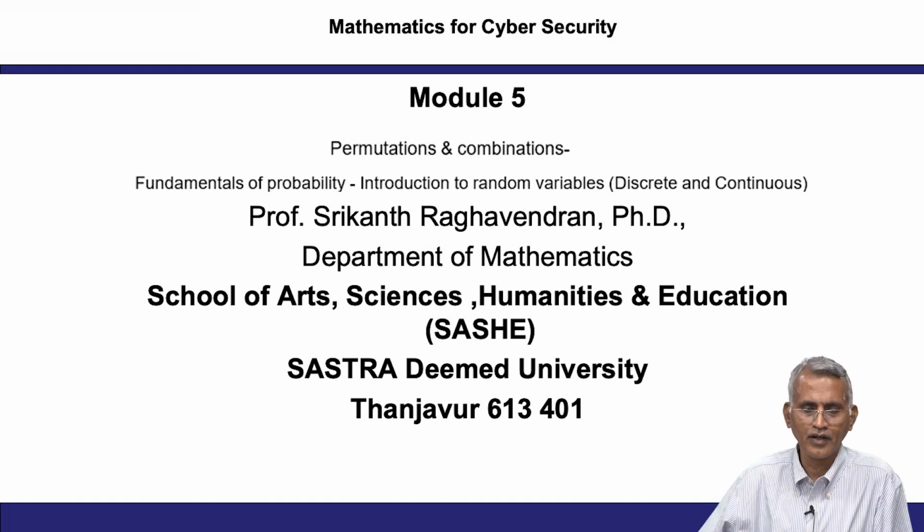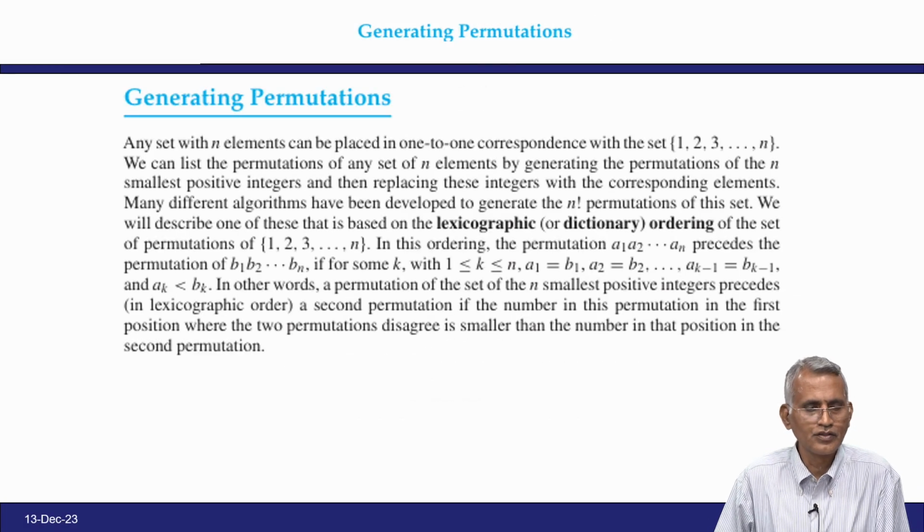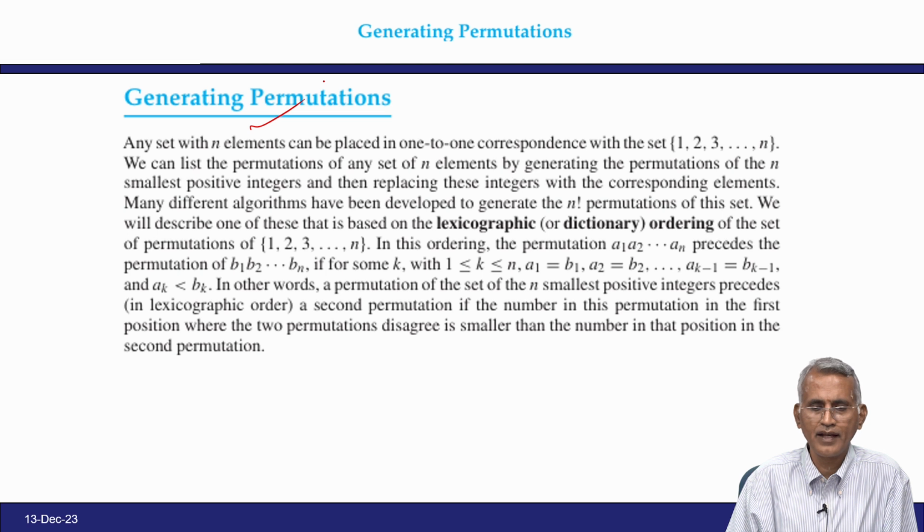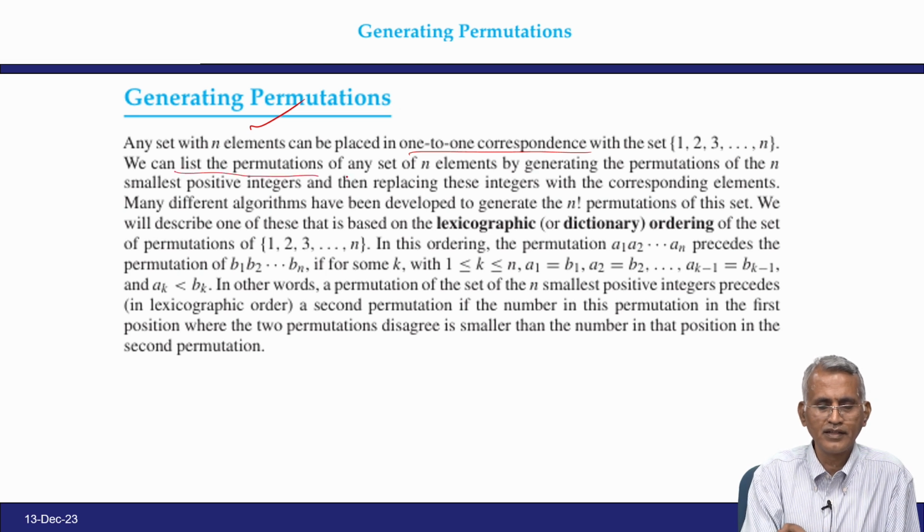In continuation of permutation, let us go with generating permutation. Generating permutation means a set with n elements can be placed into one-to-one correspondence with the set 1 to n, and we can have a list of the permutations of any set of n elements by generating the permutations of the n smallest positive integers, then replacing these integers with the corresponding elements.